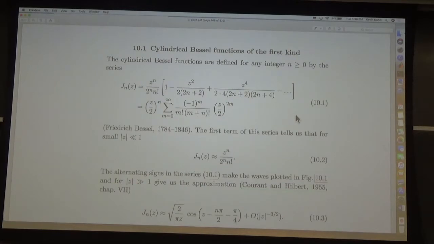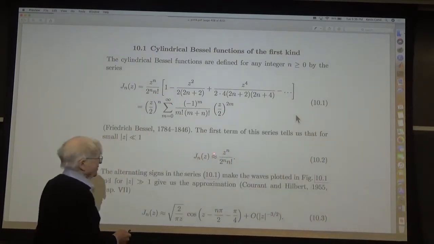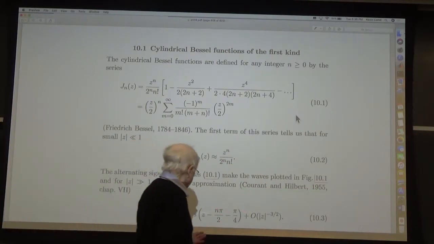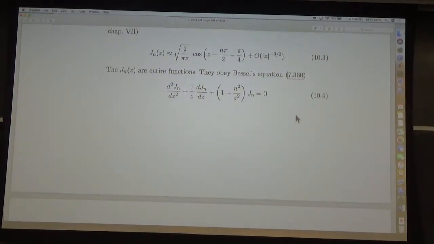So let me remind you about the cylindrical Bessel functions. They're given by this sum, and as we saw for small z, they just go as z to the n. For large z, they go as a cosine. And this n pi is a sort of eigenvalue in some cases. They satisfy this last differential equation. This is Bessel's equation.